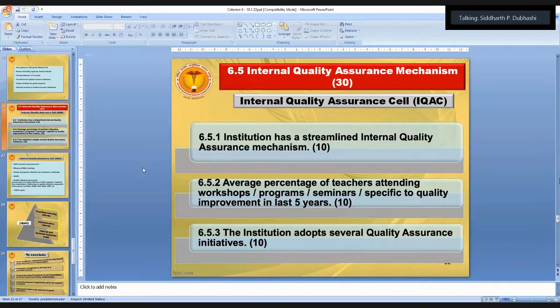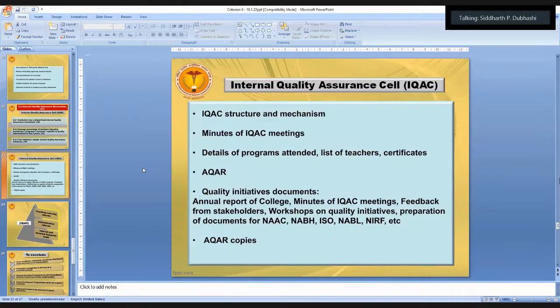So the average percentage of teachers attending workshops, programs, seminars specific to quality improvement. Like this one is a quality improvement seminar organized by your university. The institution adopts several quality assurance initiatives. So what are those? Look here. The feedback from the stakeholders is a quality initiative.